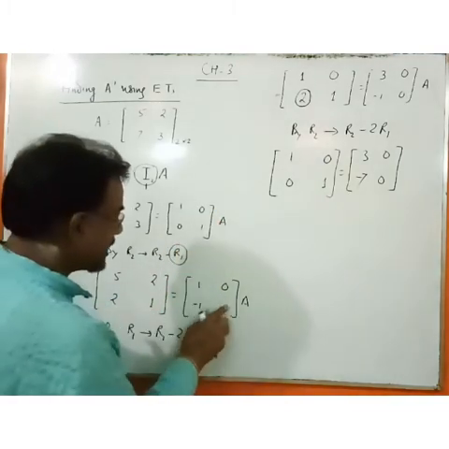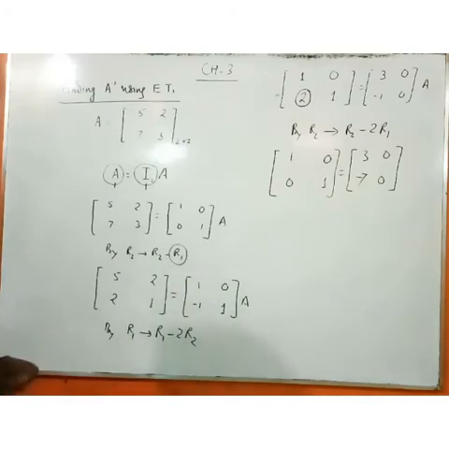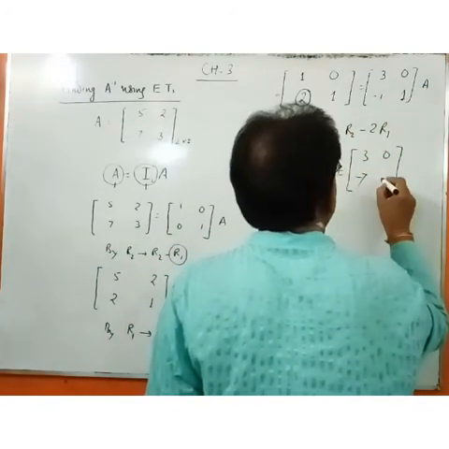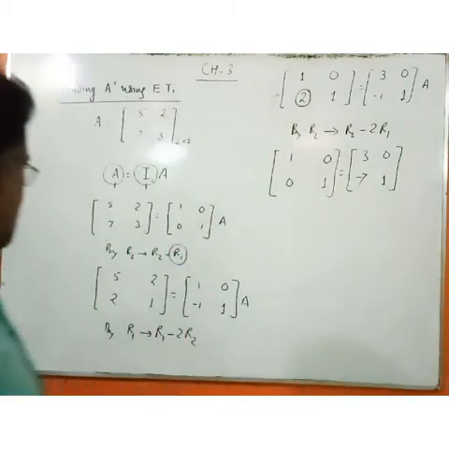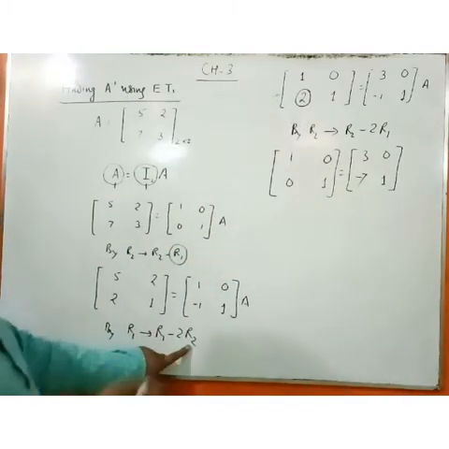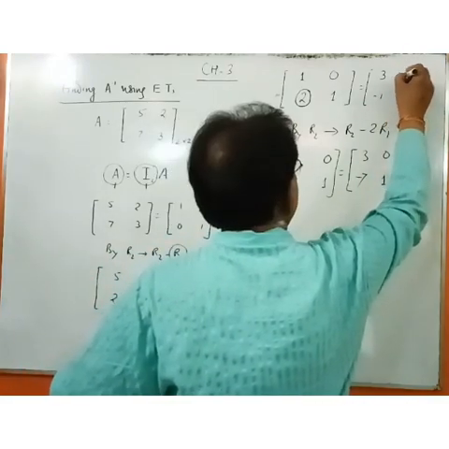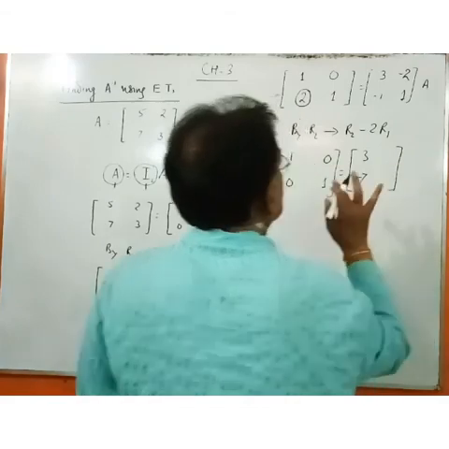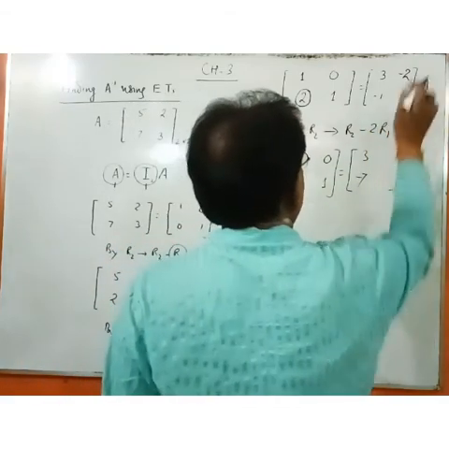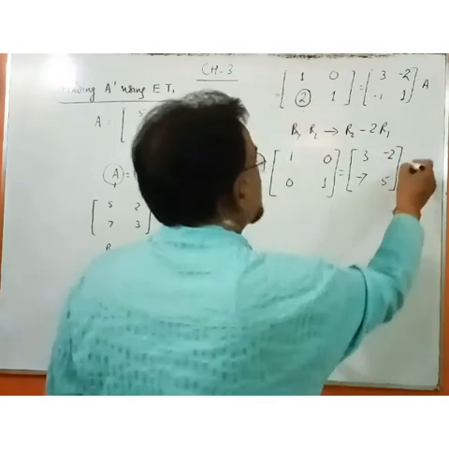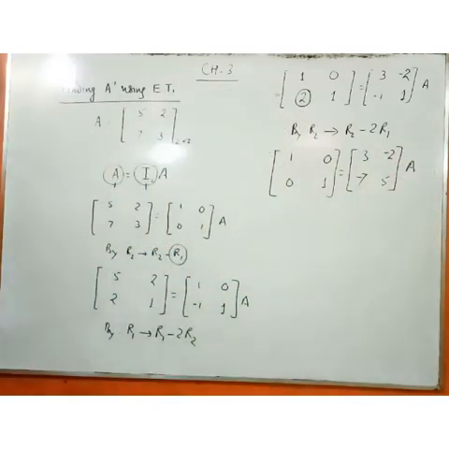R2 minus R1. Here is 1. Here is 1. So this will give you R1 minus 2R2. This will give you minus. So R2 minus 2R1. 2 times 4 and 1, 5. This is. Now everything is clear.